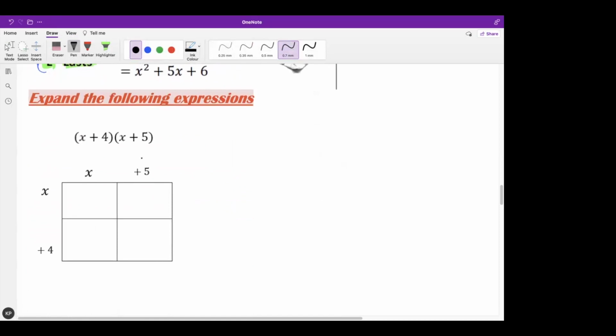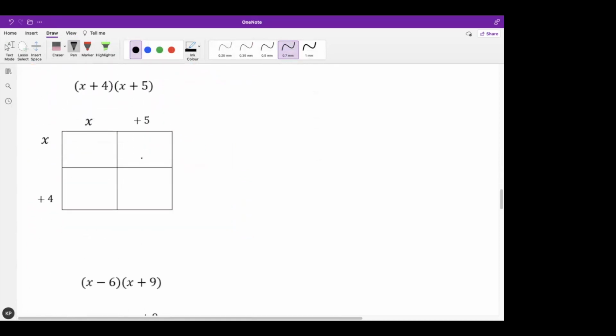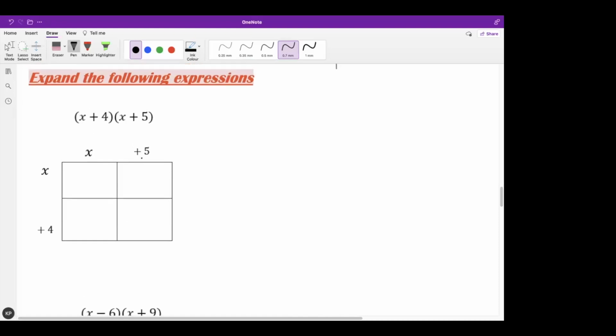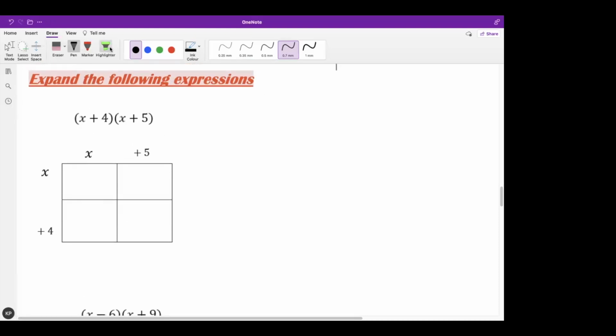Now, we are going to simplify the first two using the block method. Luckily they filled out our brackets for us. My second bracket is x plus 5, which is this one over here, and my first bracket, x plus 4, is this one on the side. Firstly, in the first block, that is where x and x intersect. So what is x times x? Nice, Logan. That is x squared.